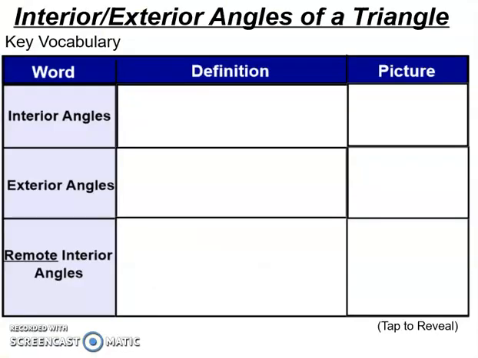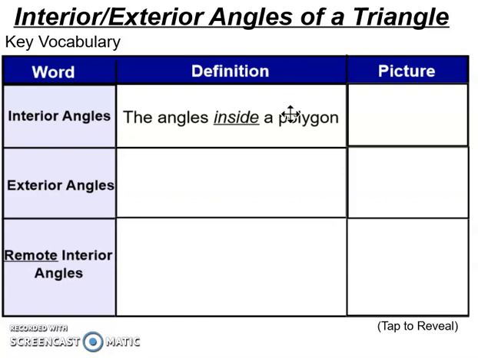So in this chart, we're going to break down three different key terms. We're going to break down interior angles, exterior angles, and what we call remote interior angles. And I'm going to try and help explain it as best as I can. So for interior angles, the definition is that it's just the angles inside of a polygon, right? So if we're talking about the interior angles of a triangle, it would look something like this, where those three red arcs signify the angles inside of the triangle.